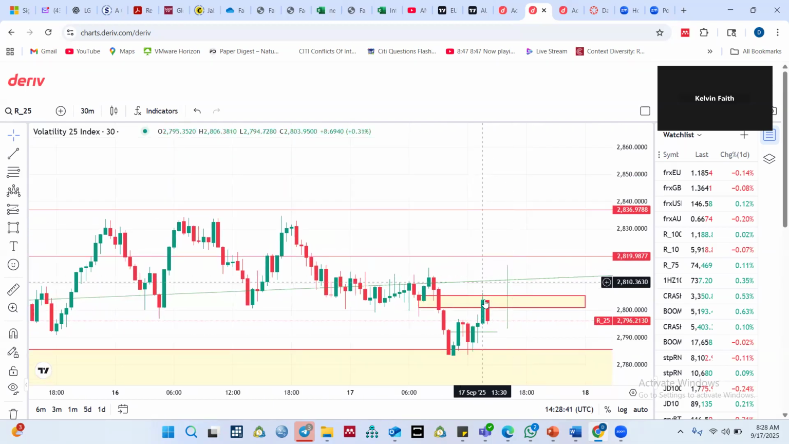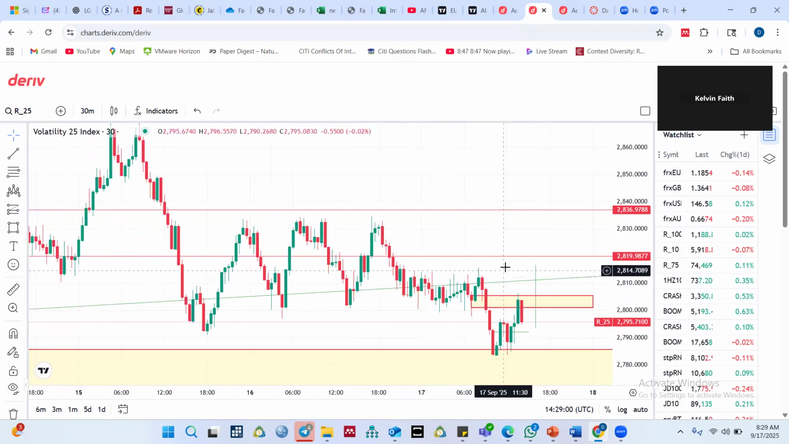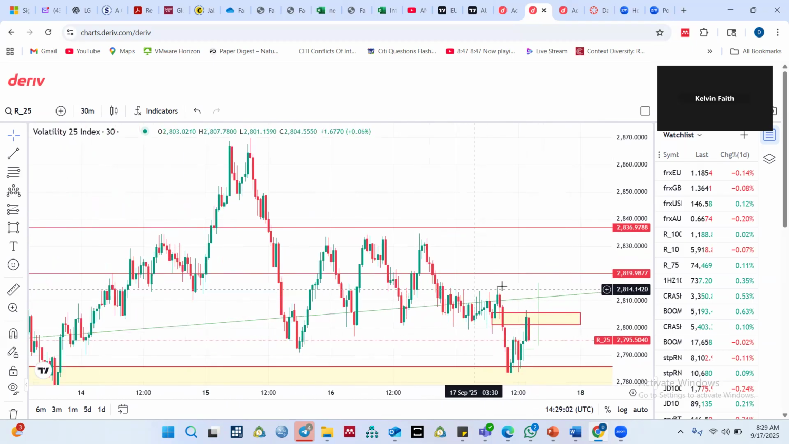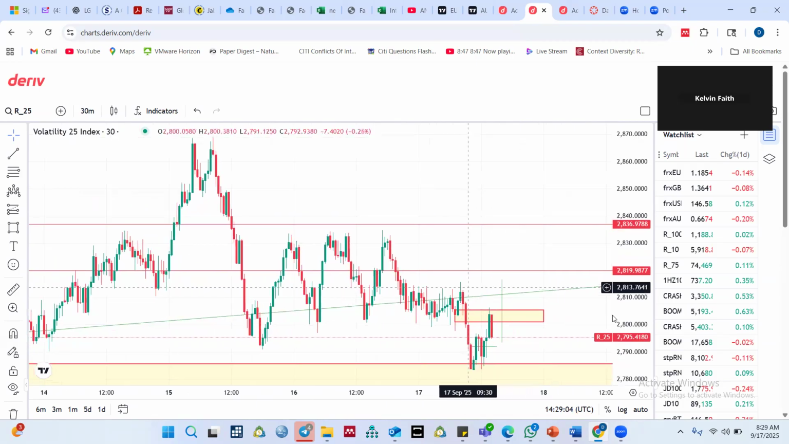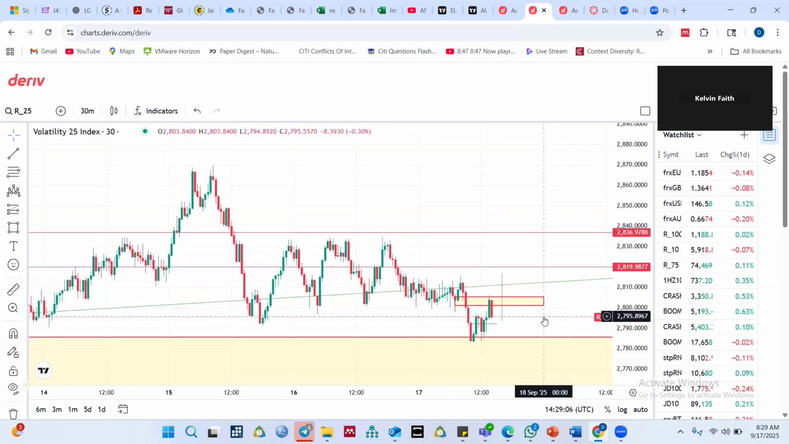But if it rejects, or if a new 30 minute candle opens and then pushes up, this current 30 minute candle will close in the next 4 minutes. So if it does that and a new one opens and moves above this area and closes above the trend line, then we're likely to see price giving us a bullish market. So let's see what is going to happen.